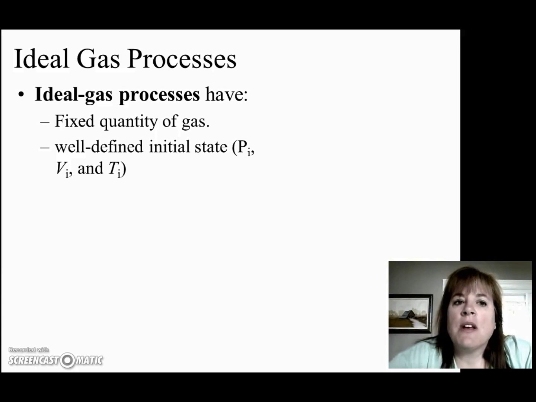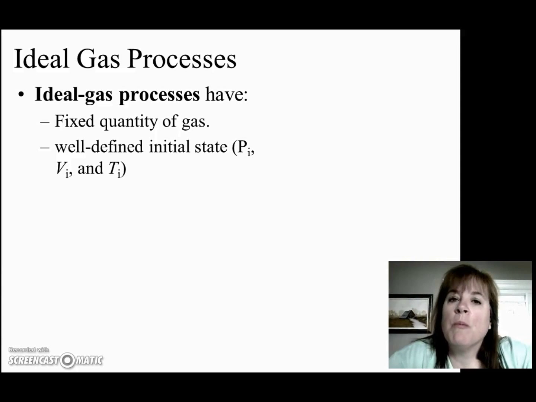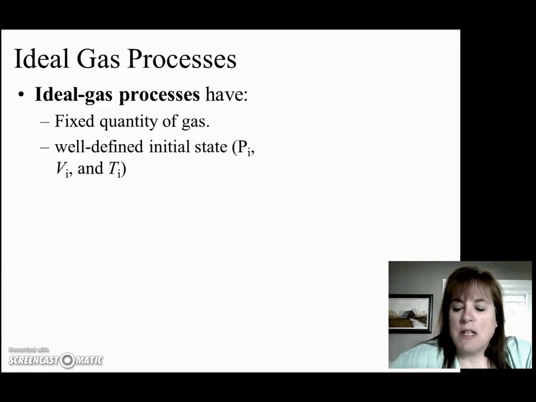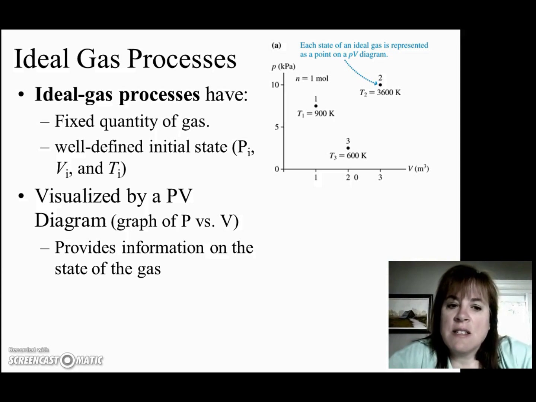In an ideal gas process we're going to have a fixed quantity of gas, so that n value in our PV equals nRT equation stays constant. And we'll have well-defined initial states of our gas in terms of pressure, volume, and temperature. So a PV diagram is just that. It's a graph of pressure versus volume, with pressure on the y-axis and volume on the x-axis.